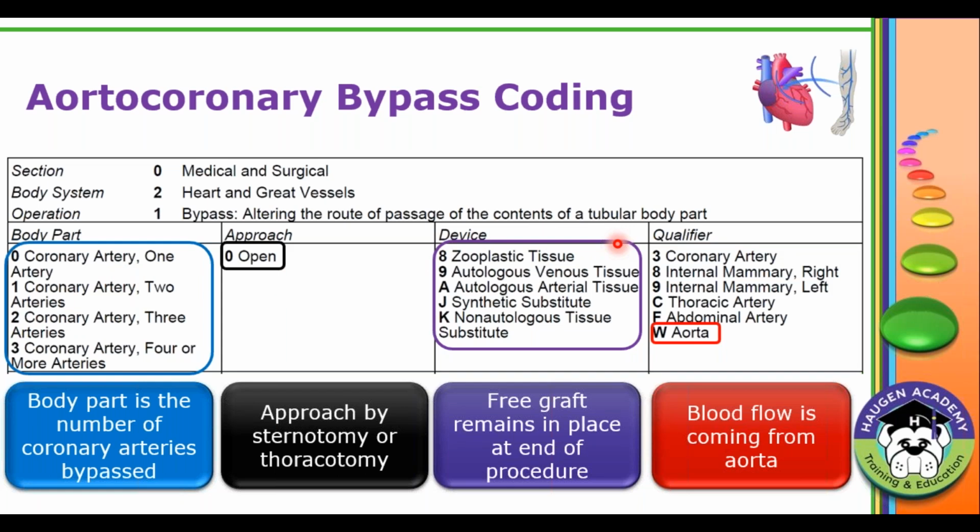And it means that the free graft, meaning it was loose on both ends, and it made two anastomoses, and it remains in place at the end of the procedure. And for an aortocoronary bypass, the proximal anastomosis is at the aorta, so the qualifier here is going to be aorta. It could be any of these other qualifiers that are listed here, but aorta is going to be most common.